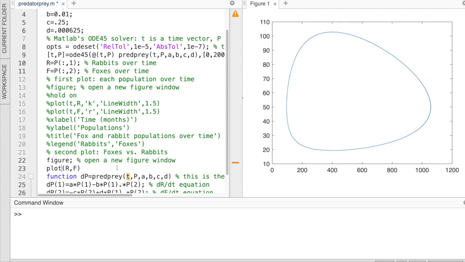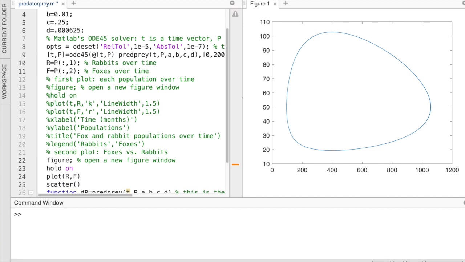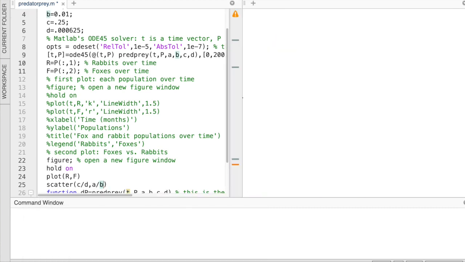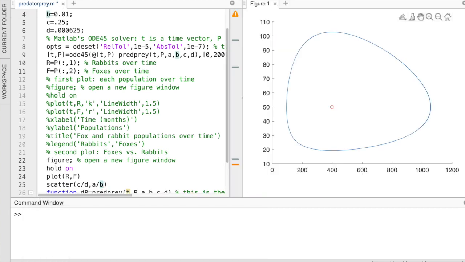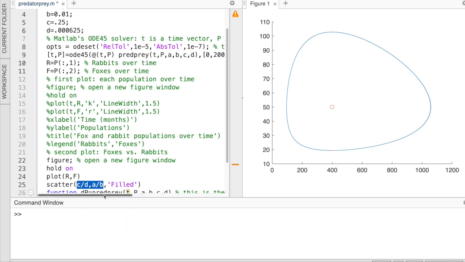Let's plot our equilibrium point in the middle of that. So I'm going to do hold on, and then scatter. The equilibrium value for rabbits was C over D, and for foxes it was A over B. Okay, you can see that's right there. So if rabbits and foxes were at that value, they would stay at that value forever. In fact, we might as well just try that as an initial population value.